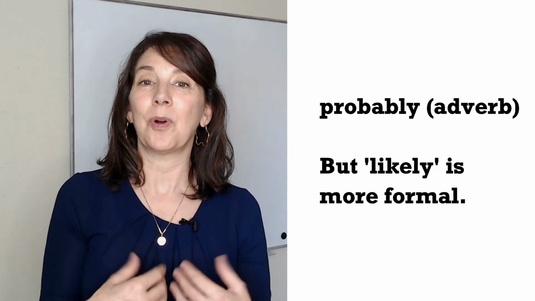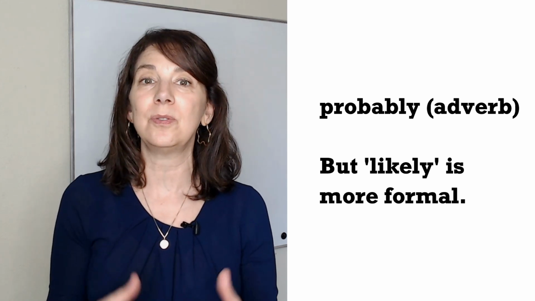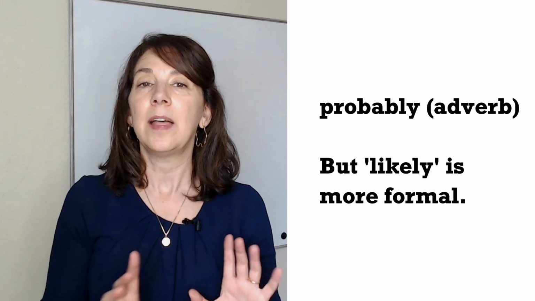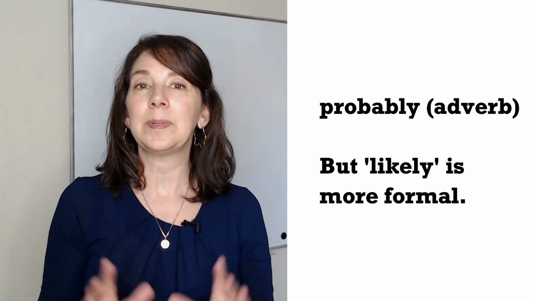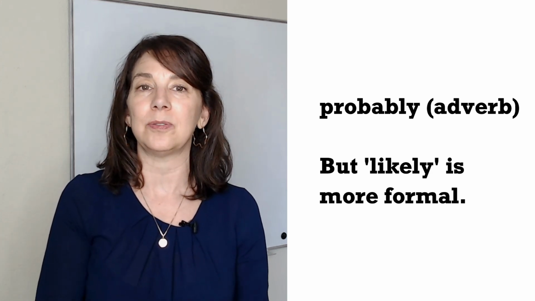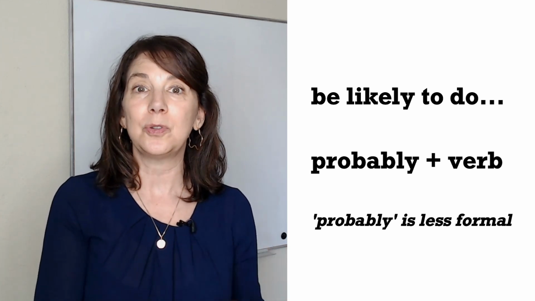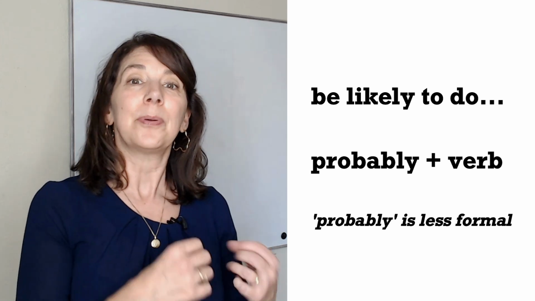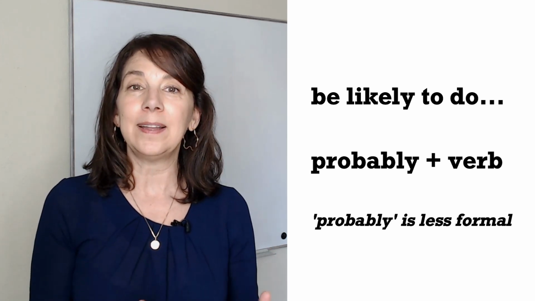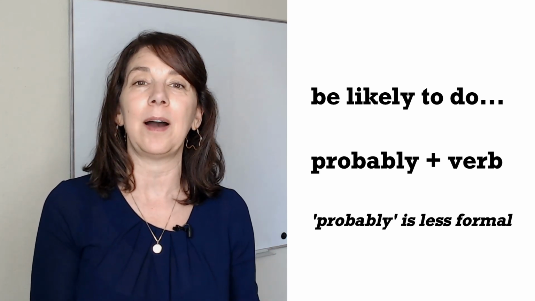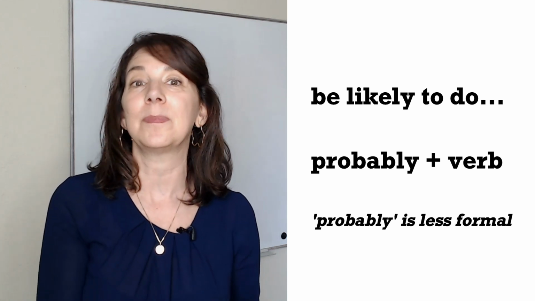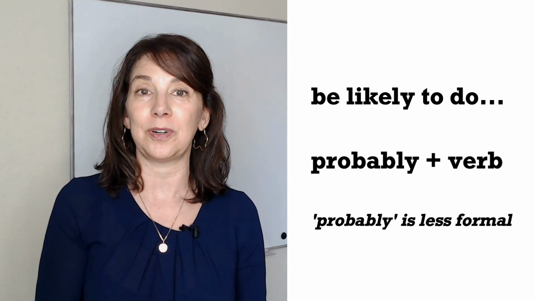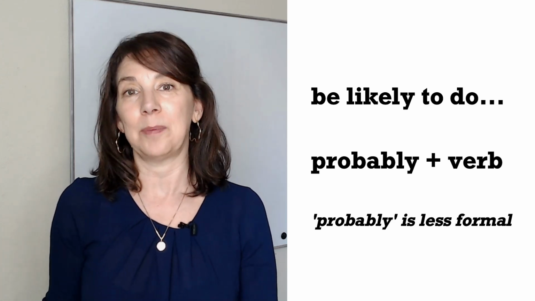Notice that a more common way to say this is to use the word probably, and if you replace likely with probably, the grammar is different. Probably is an adverb, so what we'll do is, instead of saying to be likely to do something, we will use probably plus the verb. But also notice that when we're talking about likely, we're talking about something that will happen in the future. So we can use the future, will, and probably.